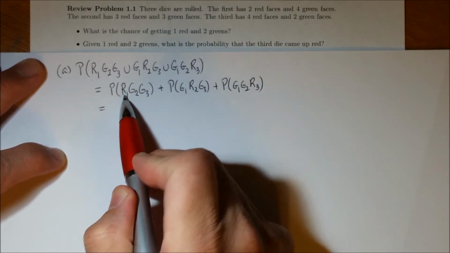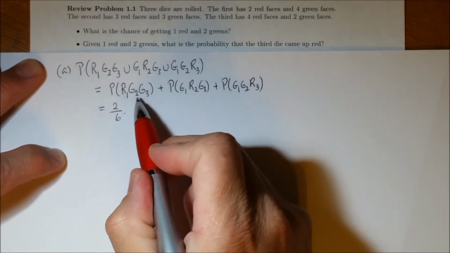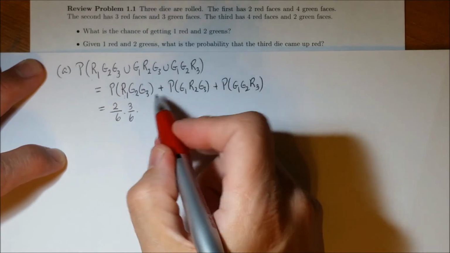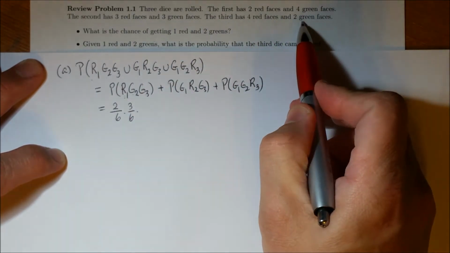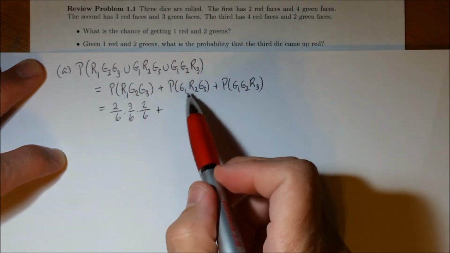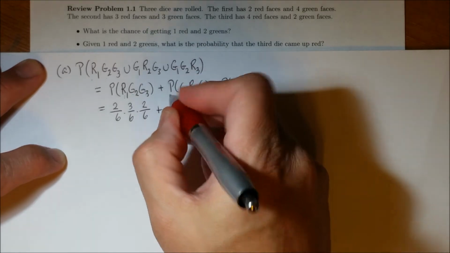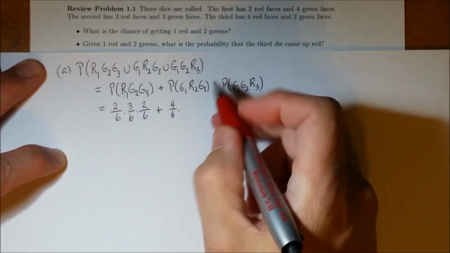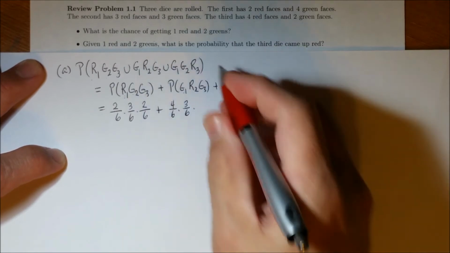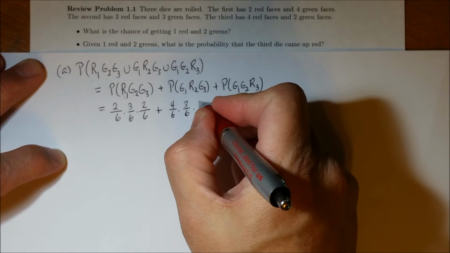The chance of red on the first is 2 out of 6. The chance of green on the second is 3 out of 6. And the chance of green on the third is 2 out of 6. Next, the chance of green on the first is 4 out of 6. The chance of red on the second is 3 out of 6. And the chance of green on the third is 2 out of 6.